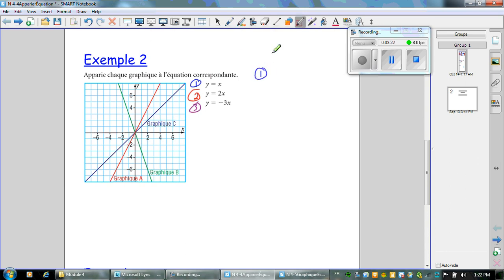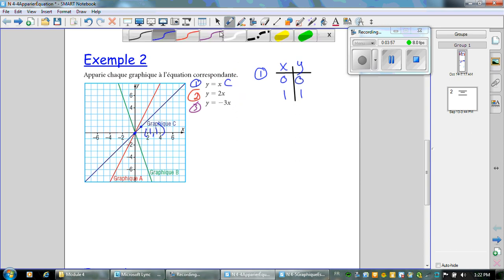Let's do just a mini table of values. Same idea for x and y, x 0 and 1, because they're easier to calculate. So if x is 0, y would be 0. If x is 1, y would be 1. Only one graph is going through (0, 0)? Oh, they're all going through (0, 0), so that doesn't help me. But only one is going through (1, 1). So this one would be graph C.